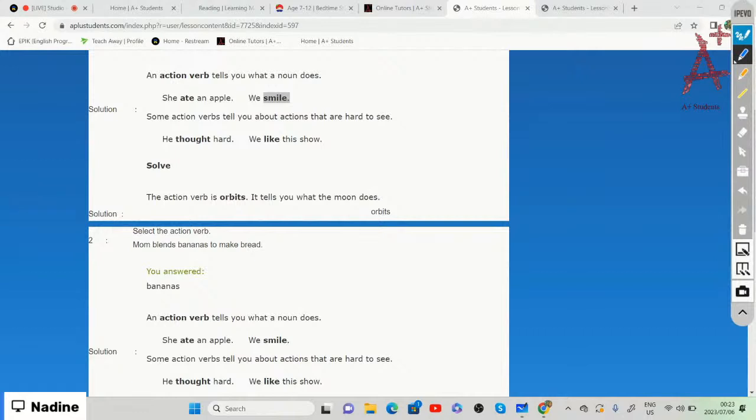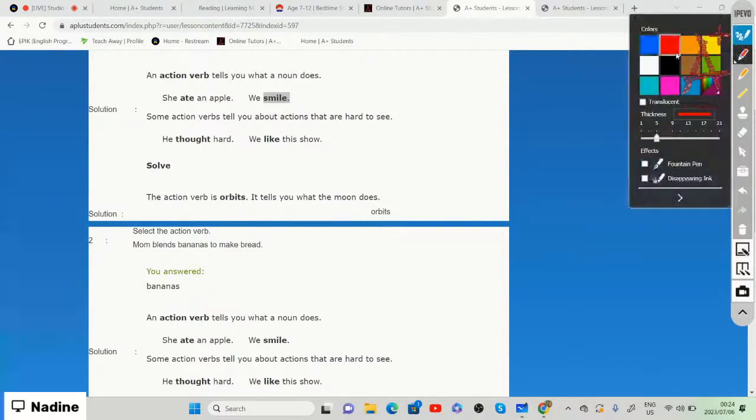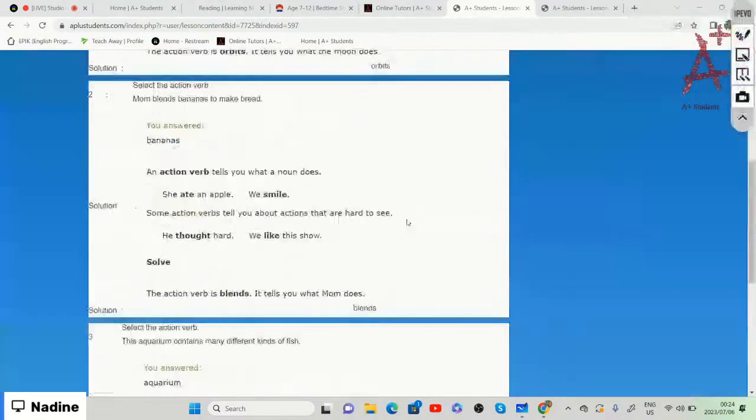All right, so what does mom do with the bananas in order to make bread? She blends it. So we're going to use the word blend, right? We select the word blends. Mom blends it. So blends is the action verb, right? It's a verb and it tells us what mom does, right? She blends.